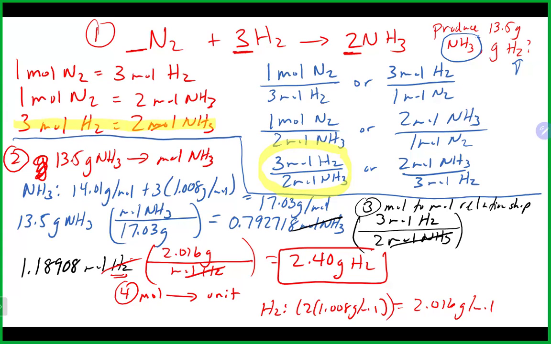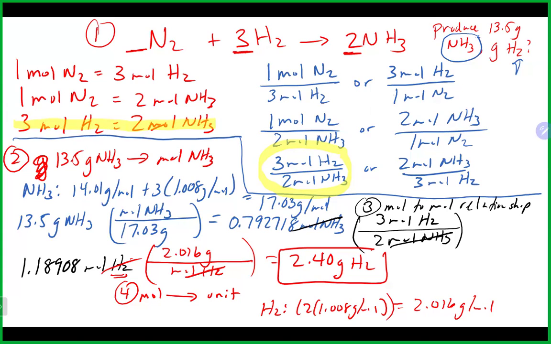Let's say they ask us, in addition to this, how much nitrogen do we produce? Would you solve it as 13.5 minus 2.4, if you want to know how much nitrogen? Is that your question?